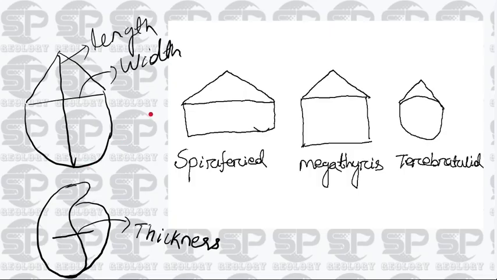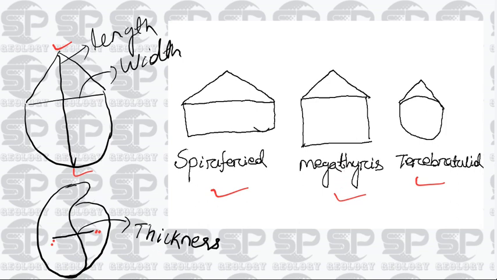Next, dimensions of brachiopoda. What dimensions do we measure? We measure length, width and thickness. The length is from the posterior end to the anterior end, and perpendicular to the length, the maximum extent is the width. Thickness is from the center of one valve to the center of the other valve. According to these dimensions, there are three types of brachiopod shells: strophomenid, megathyrid and terebratulid.